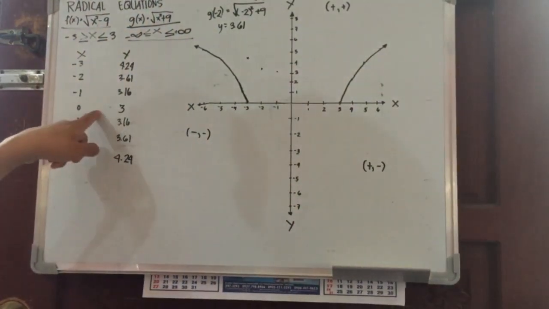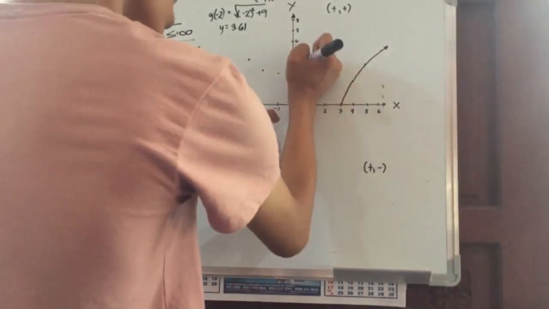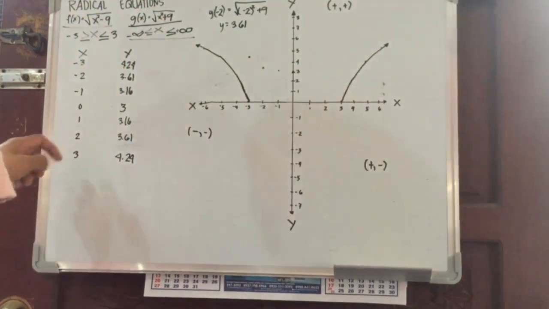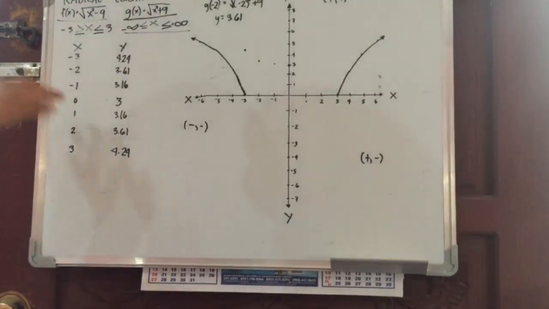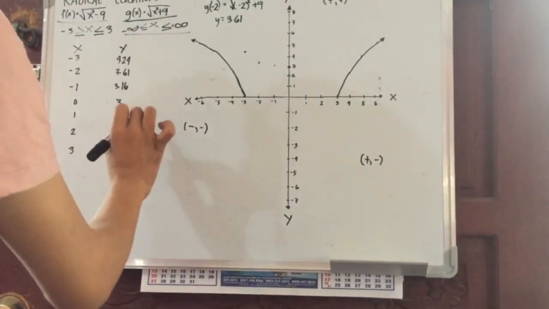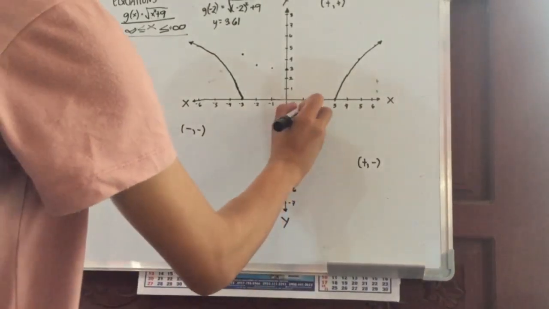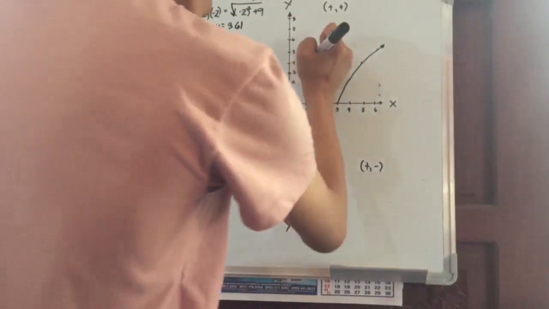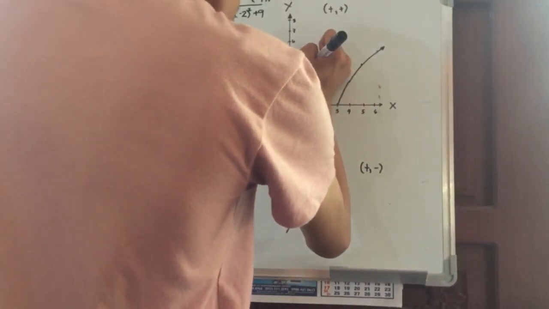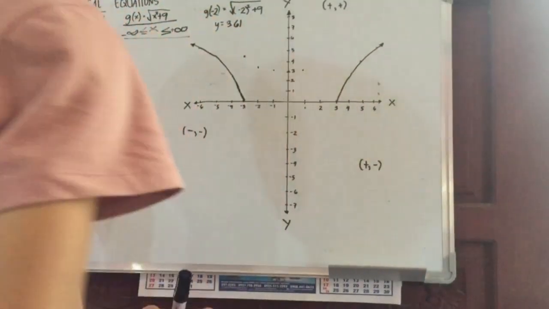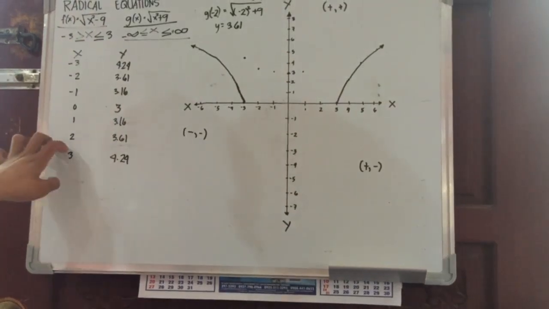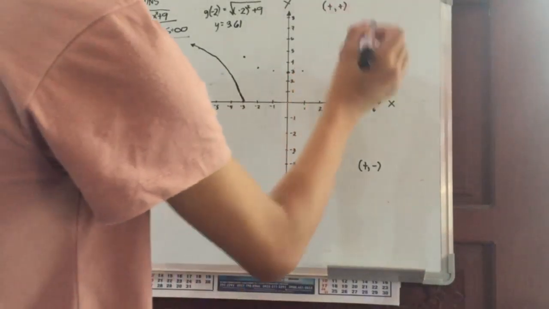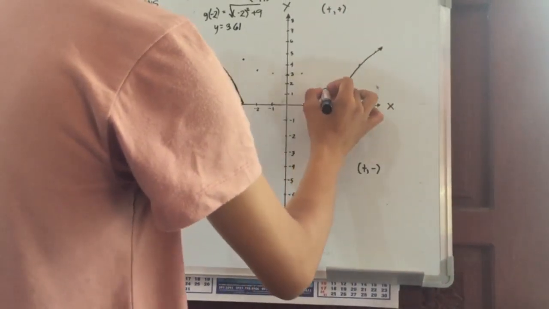So next is 0 and 3, so it's here. So the next one is positive 1 and 3.16, so that would be in the first quadrant. Positive 1 and 3.16. So the next ordered pair is positive 2 and positive 3.61, so that would be in the first quadrant.